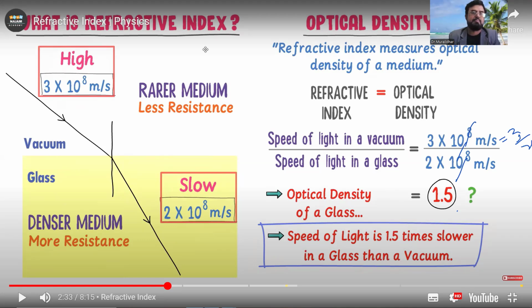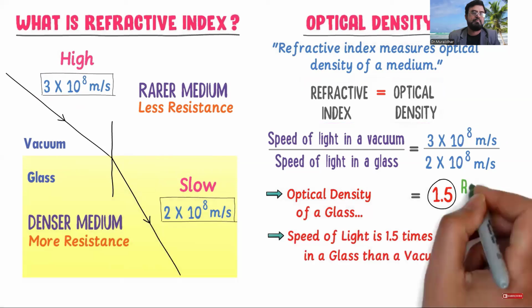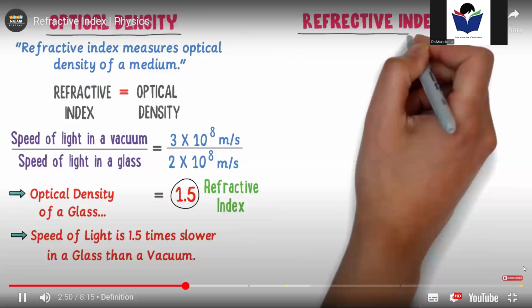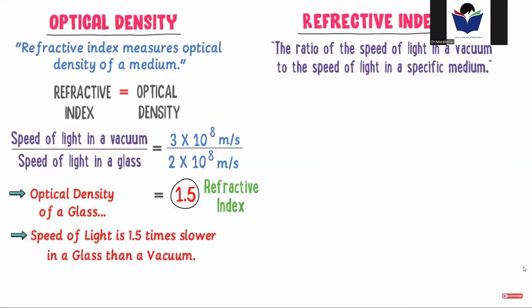Hence, we say that optical density and refractive index are the same thing, two faces of the same coin. So this 1.5 is also called the refractive index of the glass. Therefore, we define refractive index as the ratio of the speed of light in a vacuum to the speed of light in a specific medium.